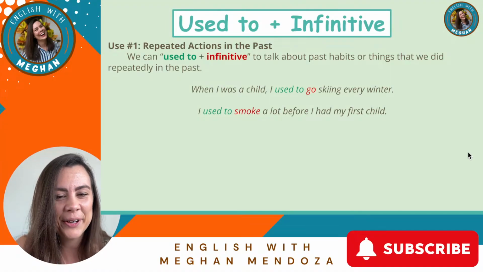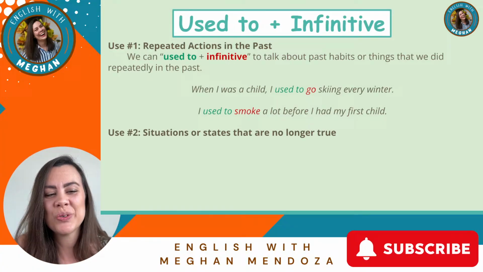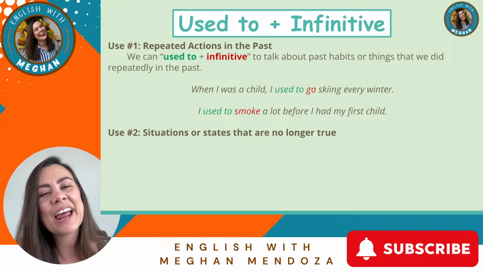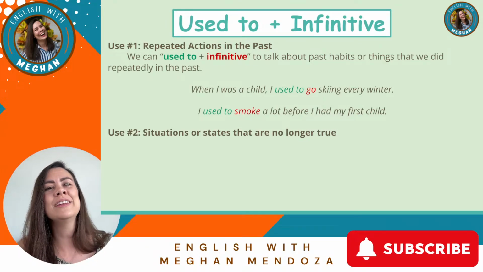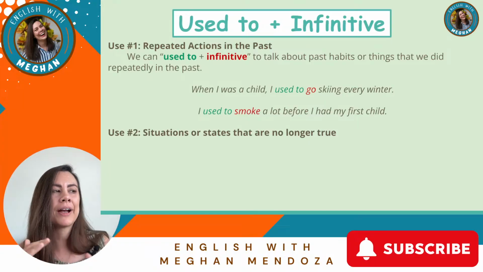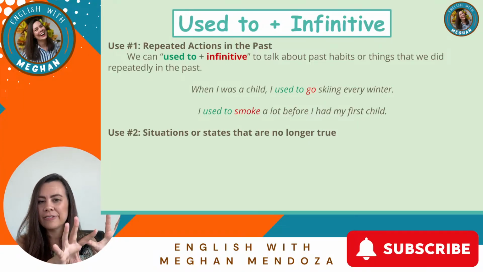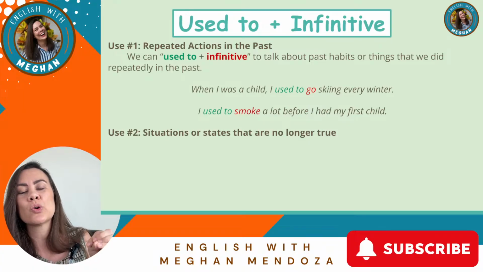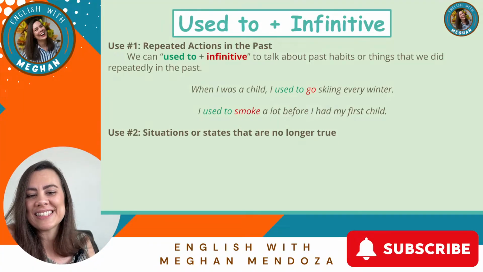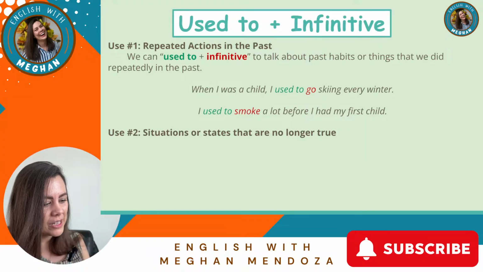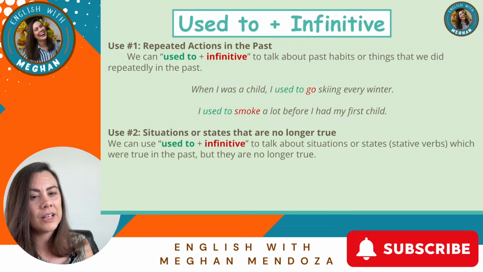Okay. Let's now talk about another use. Situations or states that are no longer true. Okay, so not necessarily actions like running, walking, talking, but things in life, situations, happenings, or states of being, right? Being happy, that is a state. Okay, so those things that were there in the past, but now they're not.